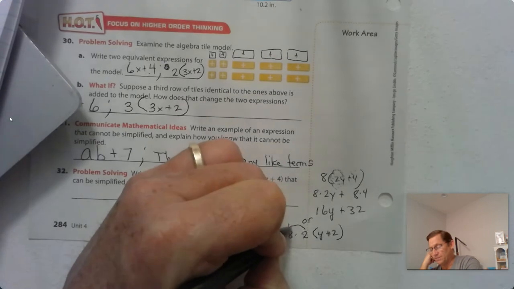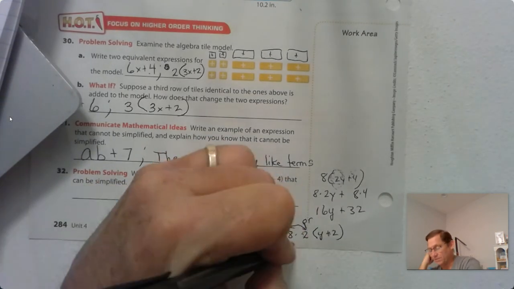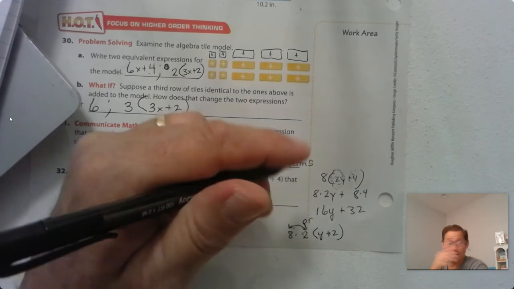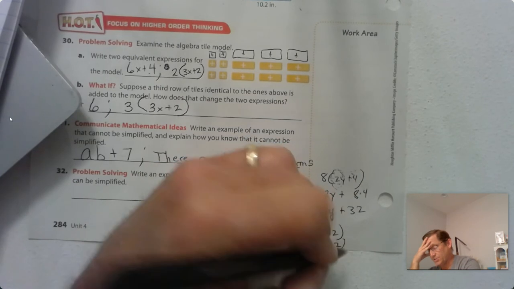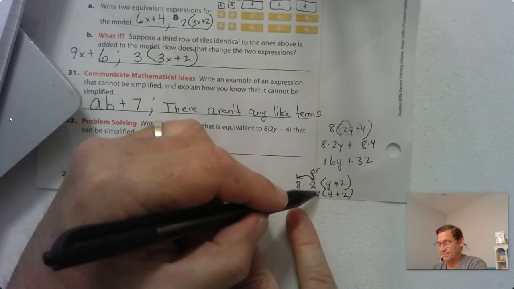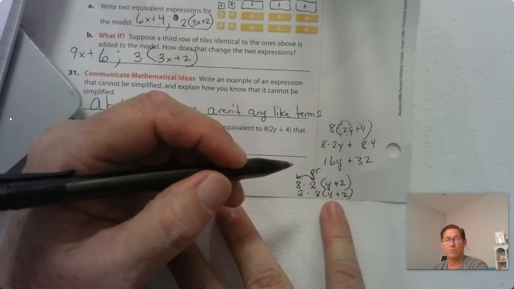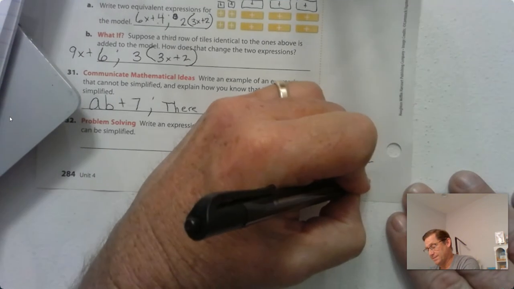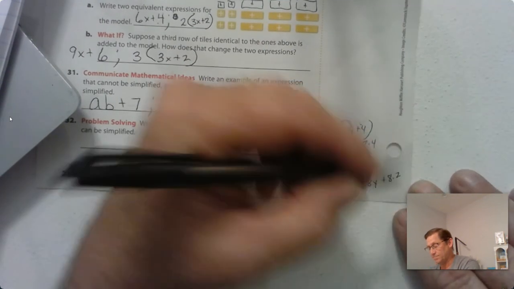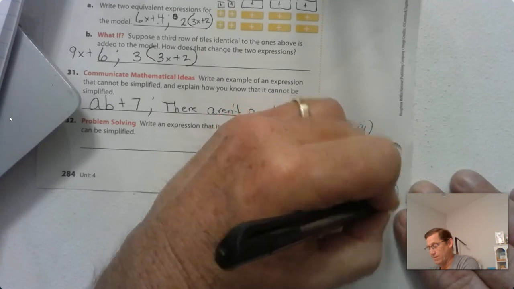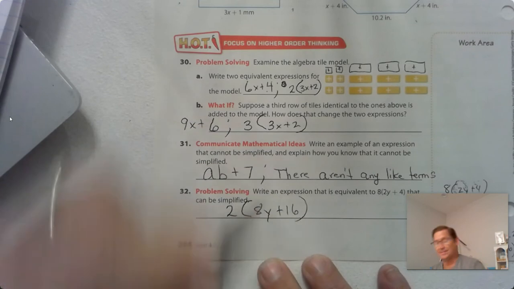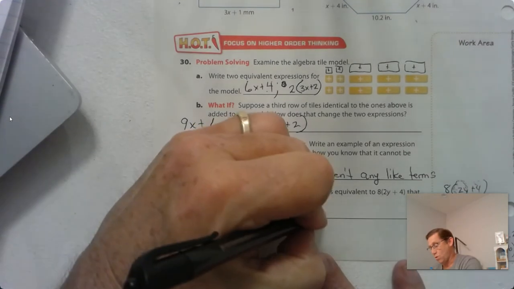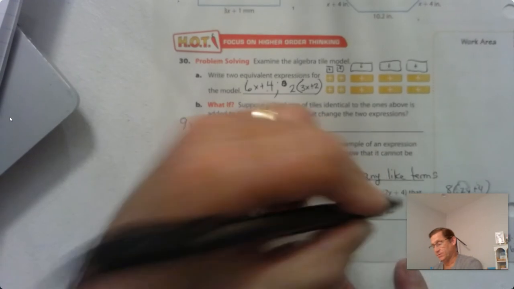Now, what if we switch places with these? Because we can do that, right? The commutative property of multiplication tells us we can do that. So we could have 2 times 8y plus 2. Okay, so what is 8 times the sum of y plus 2? Well, that's the same as 8 times y plus 8 times 2, which is 8y plus 16. So we can have an equivalent expression that's 2 times 8y plus 16, or 16y plus 32.